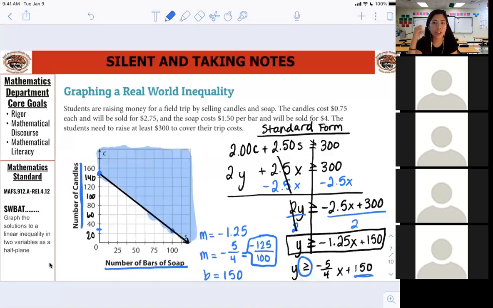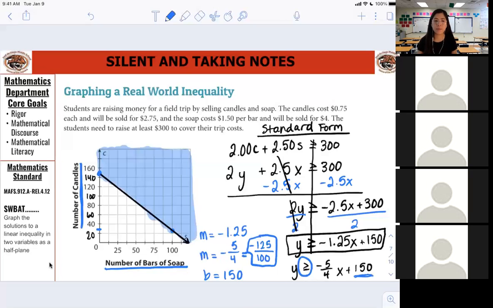How do I know that I had to shade above? Because of the sign. Okay, so those are the important things. Don't worry so much about the slope. But as long as you know that the slope is negative, the y-intercept is 150, we're shading above, and it's a solid line, you're good.